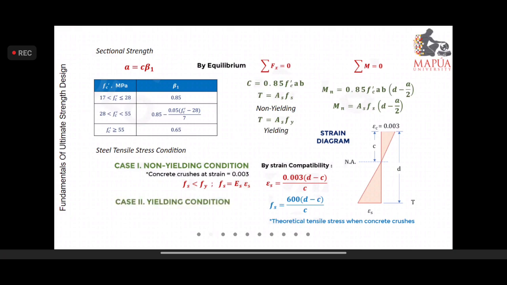So for the yielding condition, that's Fs greater than or equal to Fy. The T then will be equal to As Fy. That's the yield stress. And then we are going to use Fs equals Fy, for Fs is independent of strain.